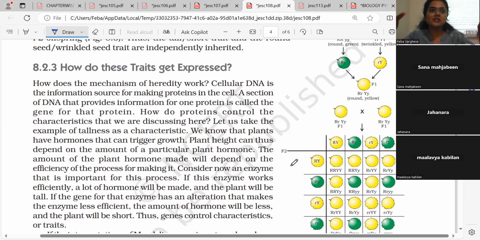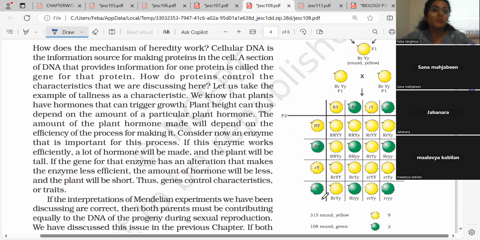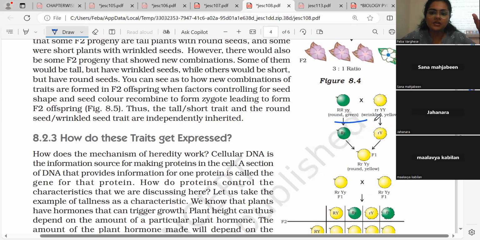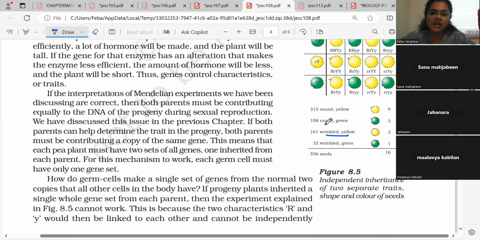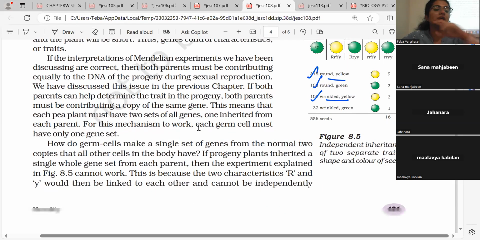That means when you're taking two characteristics together, they get assorted, they get separated independent of each other during gamete formation. That was what he was saying in the law of independent assortment. Because of that, in the F2 generation, you will get new combinations of characteristics which are not seen in the parental generation. So over here, you're taking round green and wrinkled yellow parent plants, but in the F2 generation, you're also going to get wrinkled green and round yellow plants. Those are new combinations of characters, and that is actually showing the law of independent assortment.